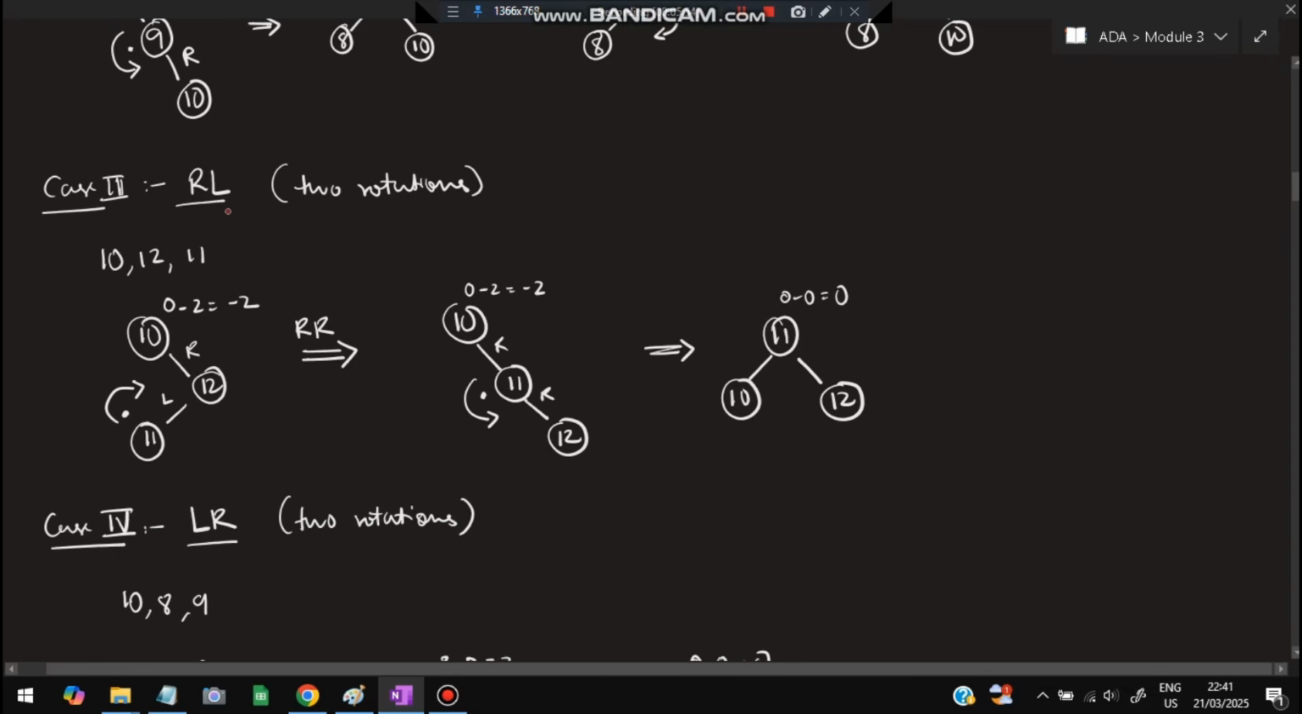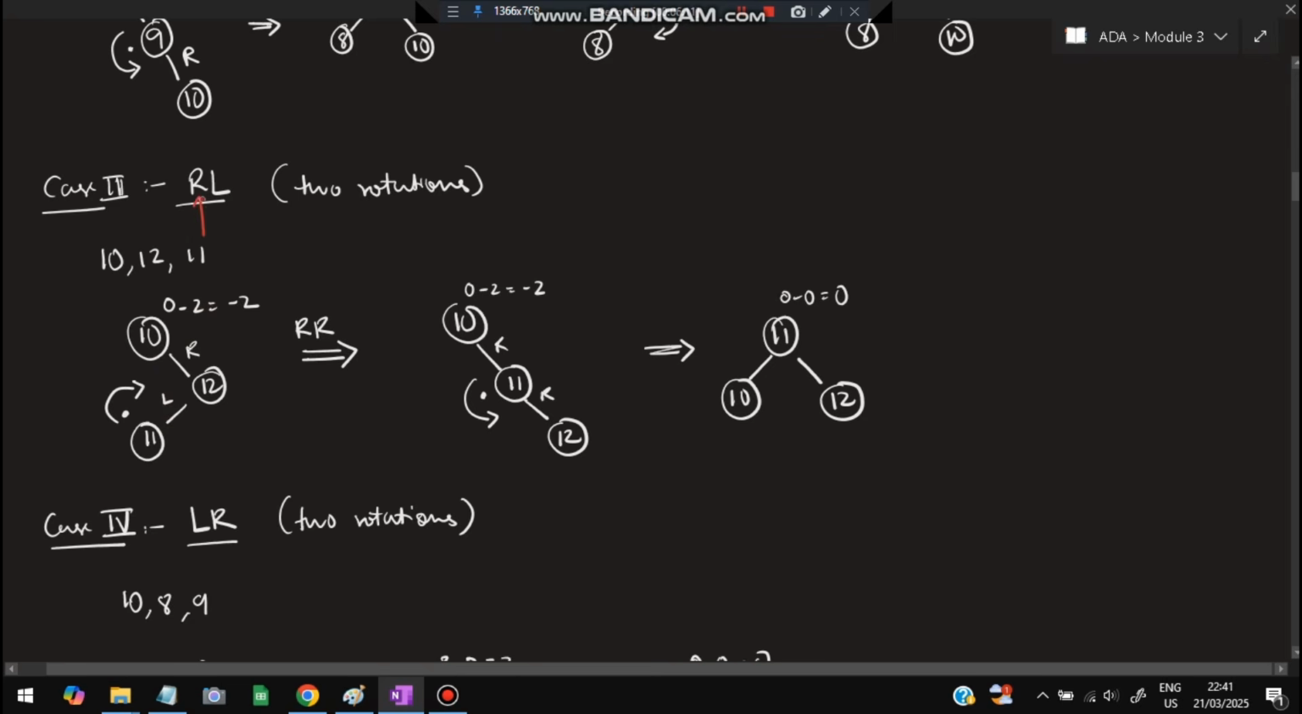Now next is an RL operation. Two rotations are required here. Why are two rotations required? Let's take an example. 10, 12 and 11 are given. I inserted 10, I inserted 12, I inserted 11. 11 will come here because 11 is greater than 10 but less than 12. So it came here. Now I have to do two operations.